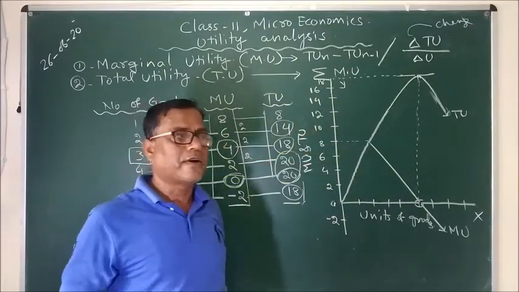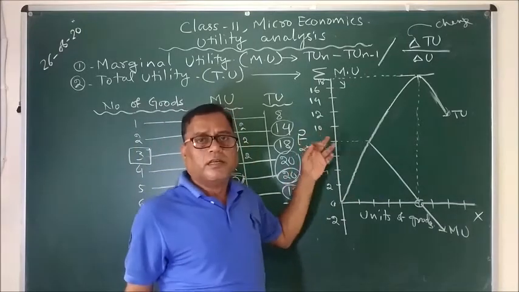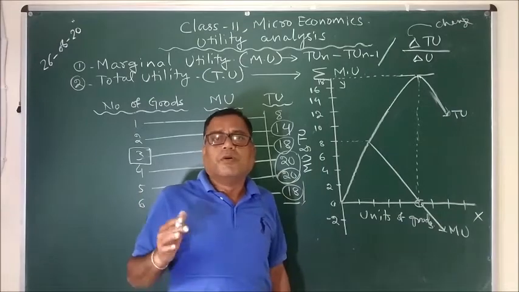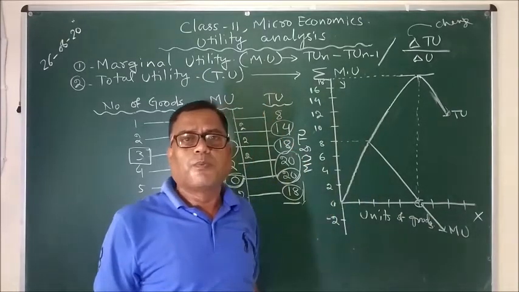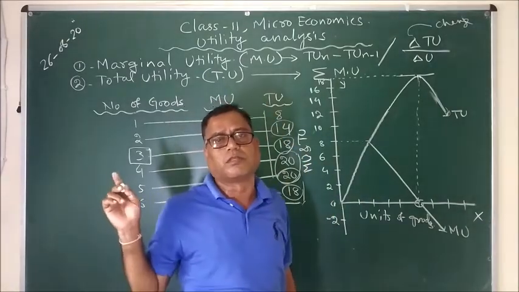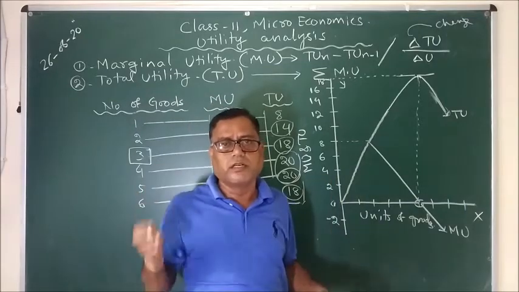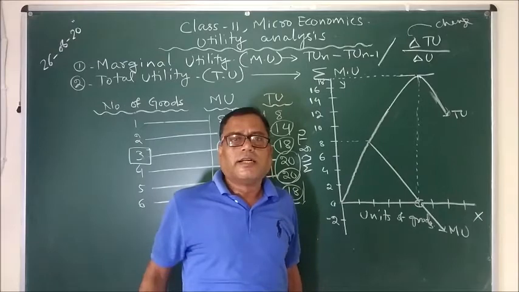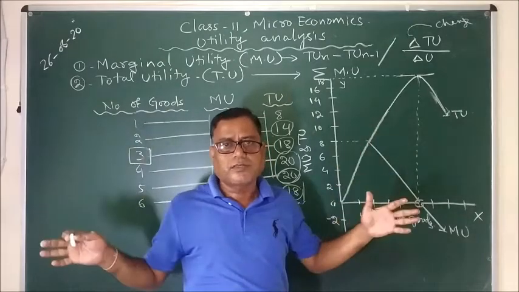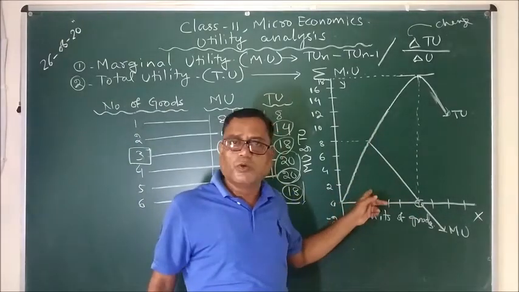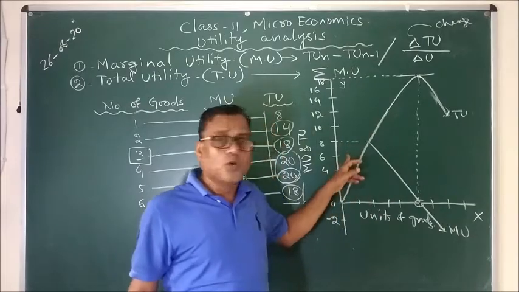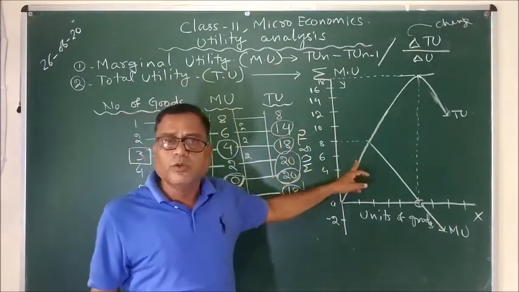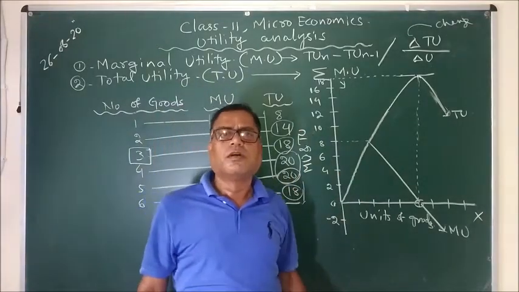We discussed the relationship between MU and TU diagrammatically. Our next discussion will be the law of diminishing marginal utility, which is also called Gossen's first law of consumption, and it is a very important law in economics. You need to understand it in detail, and it would take an entire class. So that's why this much for today. Go through the book, go through the notes, and try to understand the relationship between TU and MU. Thank you and have a nice day.